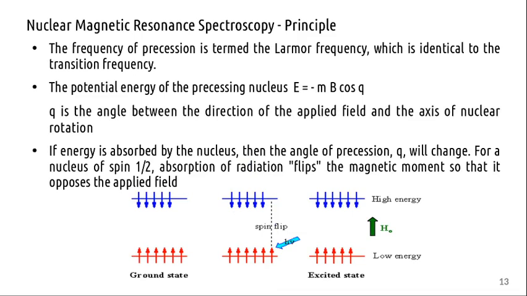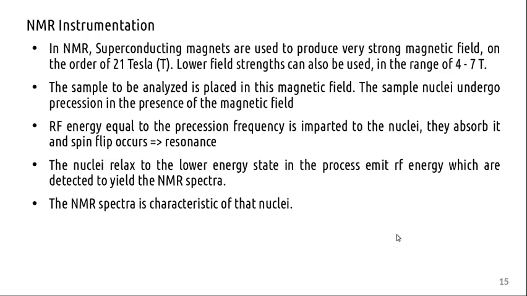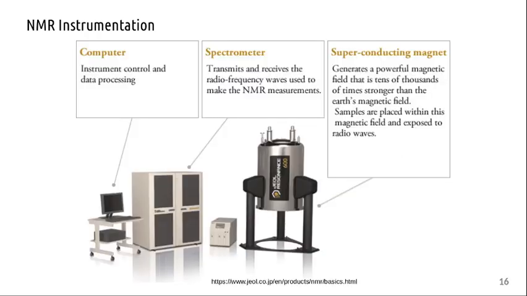These are the details of the Larmor frequency. Go through this, it can be clearly understood. Now when you apply an external RF field, there is a flip in the spin, as shown here. There is absorption of energy, a flip in the spin, and it will return back. So the NMR spectrum will be characteristic of that particular nucleus. The instrumentation is shown in this slide.